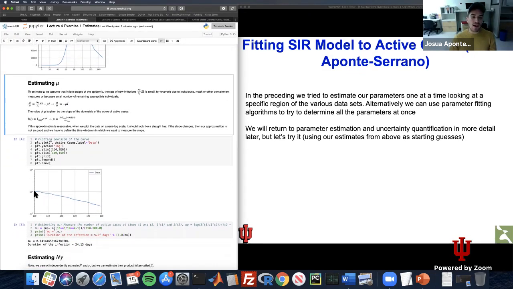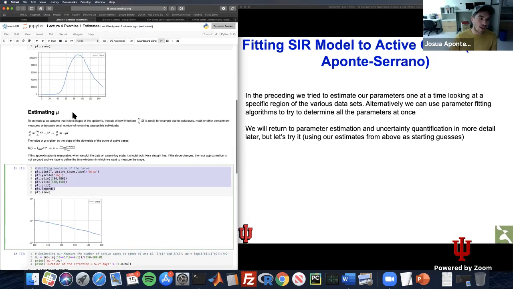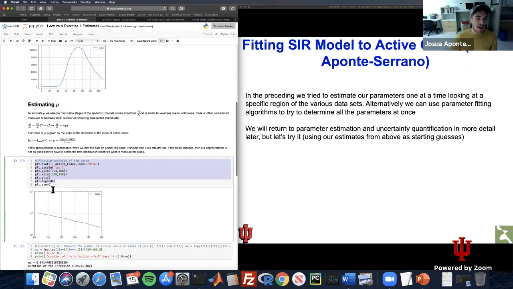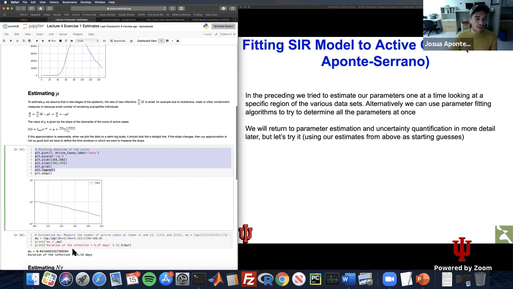And this is what we do here: we plot the downside of the curve. So we start at 100, where it's starting to decline, to 150, which is the end. And then we looked at values between 10 to the 6 and 10 to the 4. We plotted in a log scale, because then we can estimate the slope, right? And that slope is going to be mu.